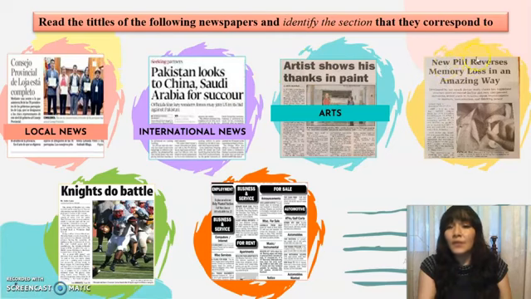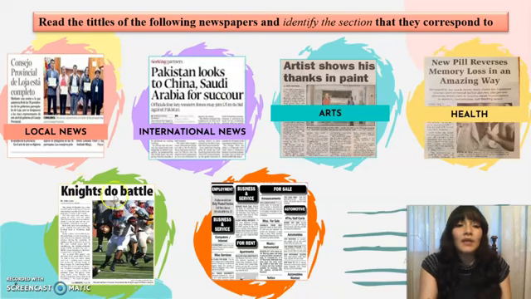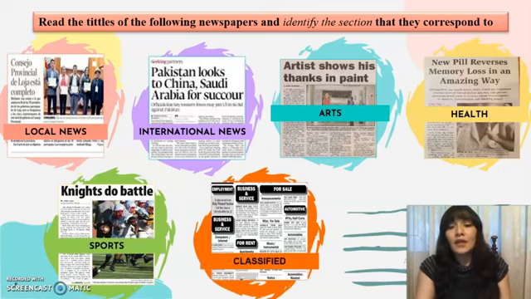Also we have "New pill reverses memory loss in an amazing way." This is health news. We have "Kings Do Battle." The picture talks by itself. We are talking about sports. And finally we have some ads and comments and advice, and they are classified. Business and service, employment, business and service again, for sale, and so on. So that's the way we can recognize the parts of the newspaper sections.